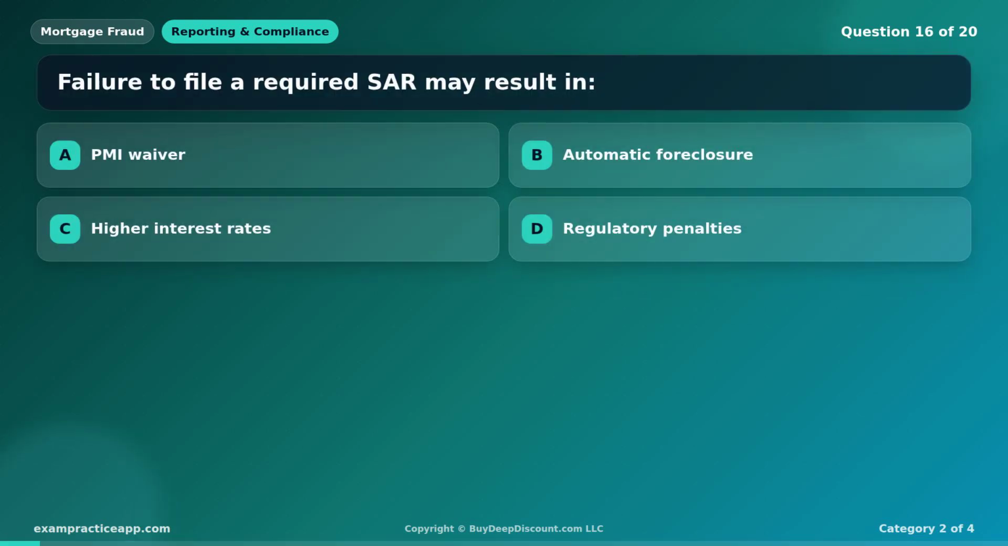Question 16. Failure to file a required SAR may result in option A, PMI waiver, option B, automatic foreclosure, option C, higher interest rates, option D, regulatory penalties. Take a moment to choose your answer. The correct answer is option D, regulatory penalties. Explanation: Failure to comply with SAR requirements may result in fines and penalties.